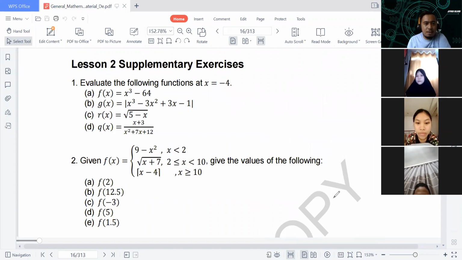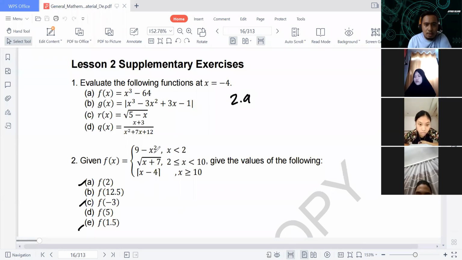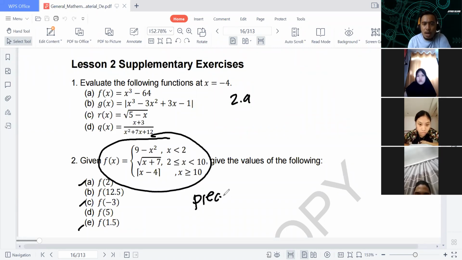Okay, let us have number 2. Actually, our objective for this afternoon is to discuss only the evaluation of function, and our examples are from example number 1 and example number 2. So I will be answering this A, C, and E. Letters B and D will be your task. Okay, so let us have first number 2A. So here, by the way, this function given here is called a piecewise function.